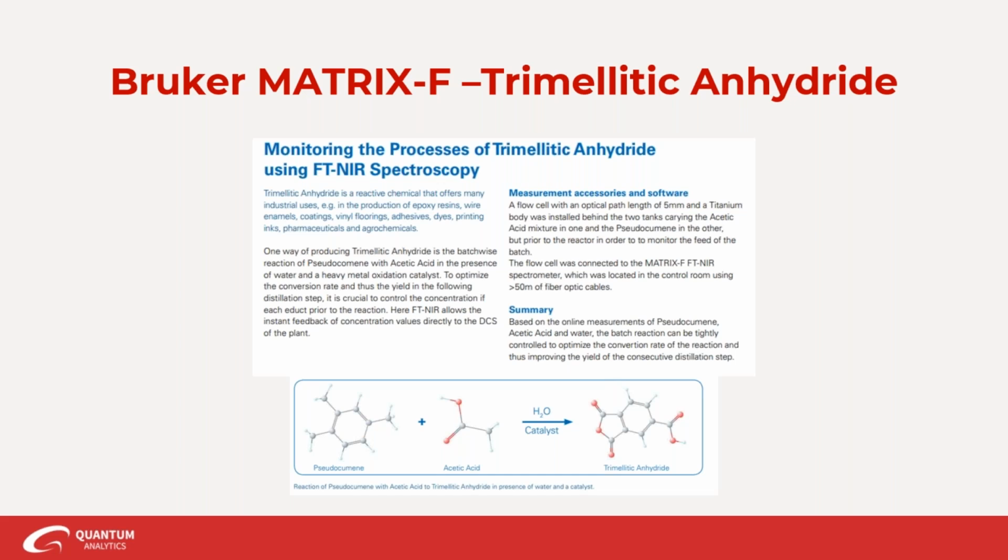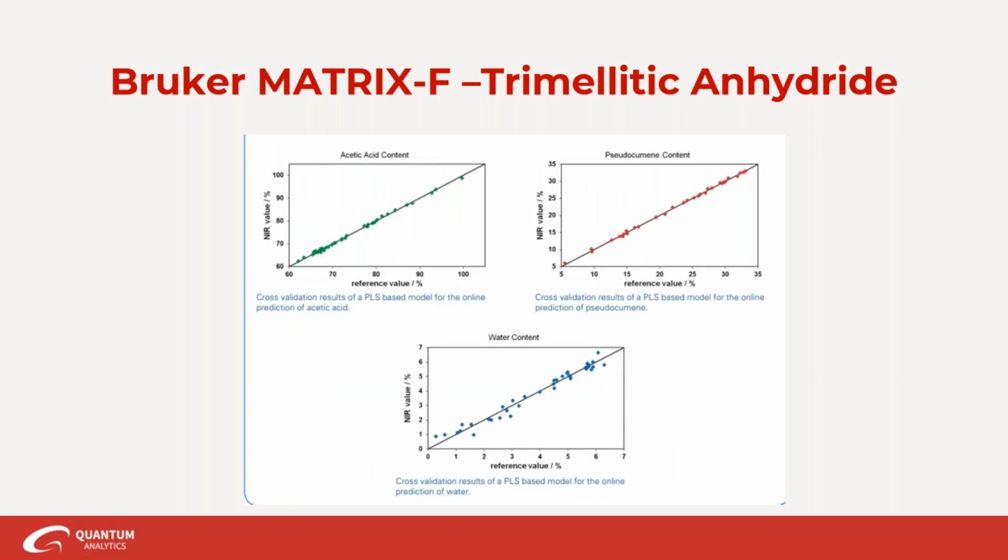So in this one, they are doing a batch reaction with pseudoconine with acetic acid in the presence of water and an oxidation catalyst. So it's a batch reaction. They have 2 tanks, the acetic acid mixtures in one, the pseudoconine in the other, and then they monitor the feed of the batch. So doing that, they can tightly control the conversion rate of the reaction and then improve the yield of the next step of the reaction, which is distillation. We also have this application note available as well if you want to take a closer look.